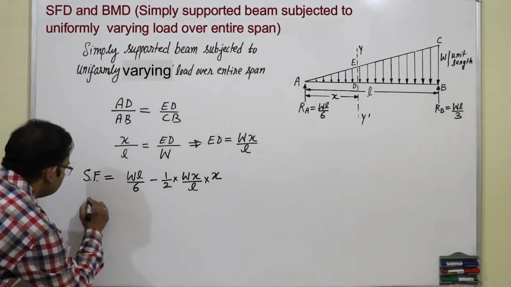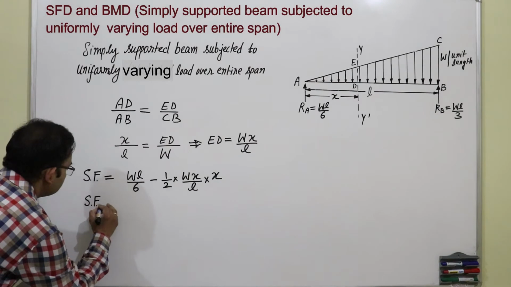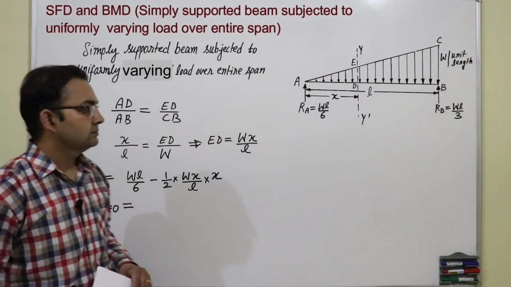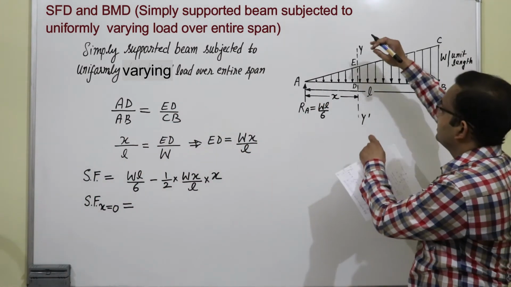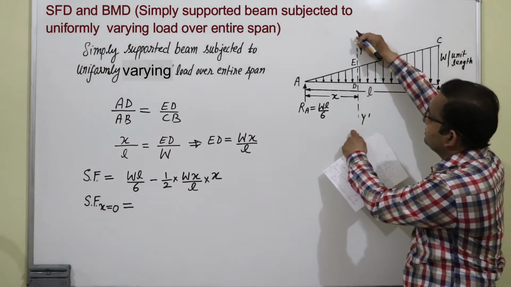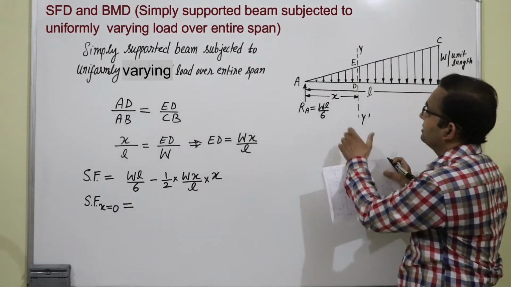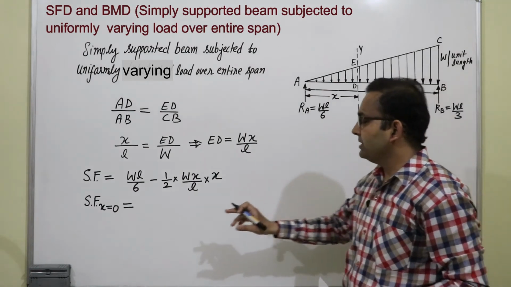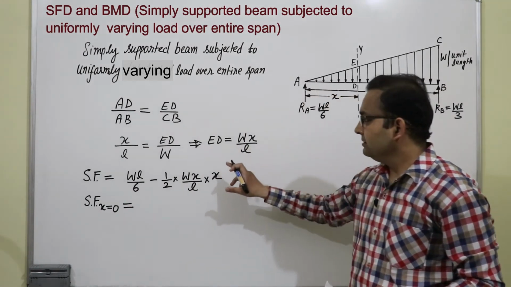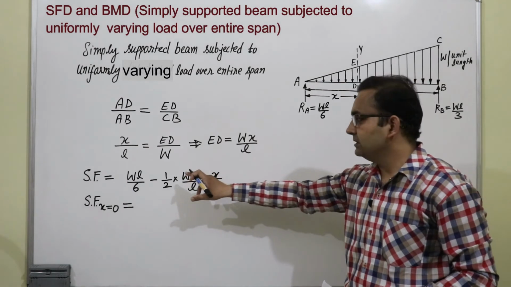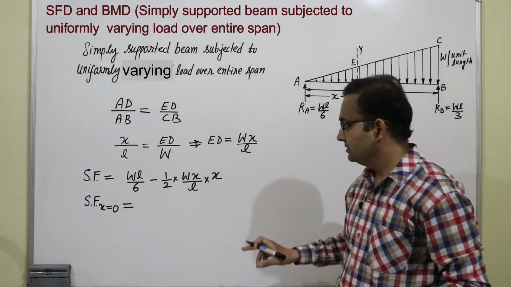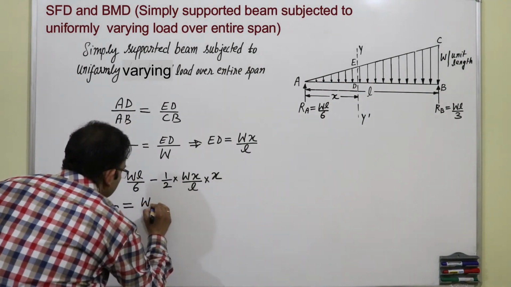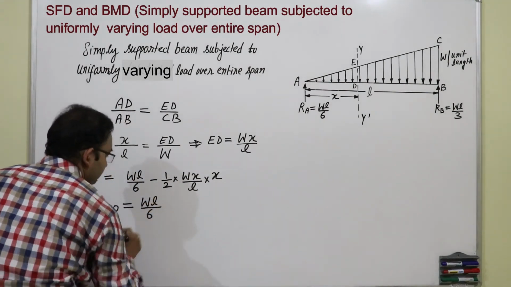Shear force at x equal to 0, we will slide this section to this side. So, x will reduce. So, we will keep x equal to 0 in this general equation, shear force. This is the shear force general equation. So, we will get WL upon 6.